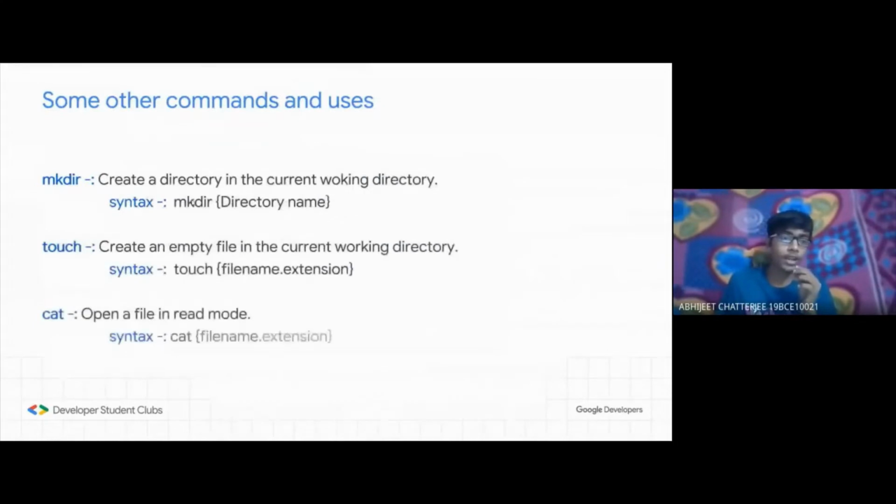Next is the mkdir command. This is used to create a directory within the current working folder. The syntax is mkdir followed by the directory name which you want to give it. Then we have the touch command that is used to create an empty file in the current directory. The syntax is touch file name dot extension. Dot extension is quite important as Linux does not know which type of file you want to create. Then we have the cat. In basic, cat opens a file in read mode and shows us all the content. The syntax of it is cat file name dot extension.